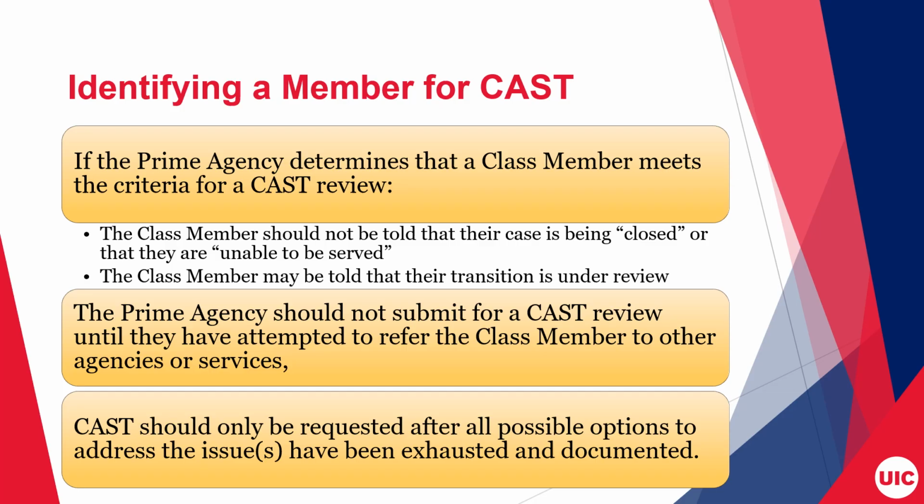The prime agency should attempt to refer the class member to other agencies or services wherever possible in an effort to facilitate the opportunity for a safe transition for the class member. These attempts should be documented in the agency's notes. CAST reviews should only be requested after all these possible options, including alternate housing options or service providers, have been exhausted.